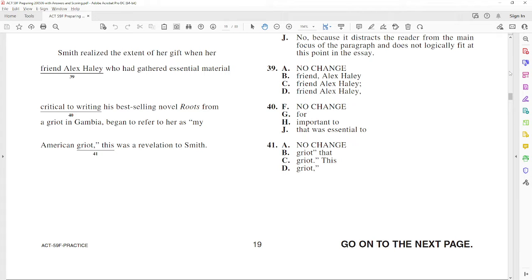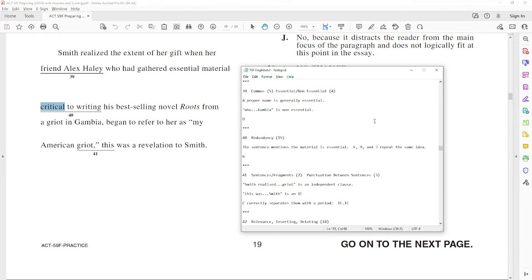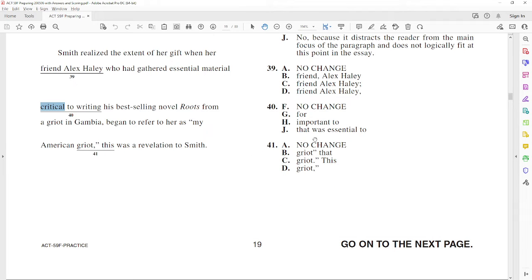Is what's written there right or wrong? It says, Smith realized the extent of her gift when her friend Alex Haley, I think there needs to be a comma after Haley, but we're not fixing that one right now, who had gathered essential material critical to writing his best-selling novel. So notice we've already mentioned this is essential material. If it's essential material, it's also critical material. So there's redundancy there. So I imagine number 40, hopefully, I called it redundancy, chapter 15. I mean, you can say redundancy, shorter is better, or redundancy, chapter 15. Okay, so how would I fix it?